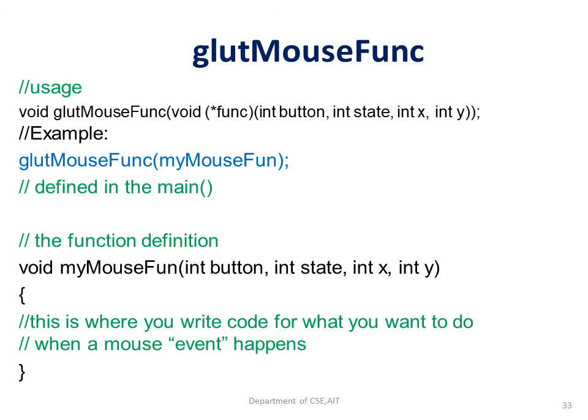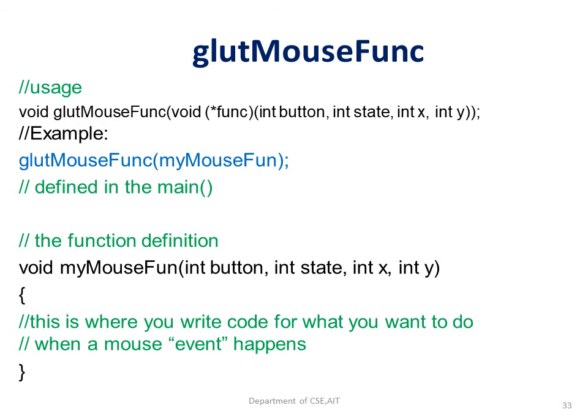The state can be up or down. That means when you press or when you release, that is called the state. And the X and Y will indicate the row number and the column number where the mouse button has been pressed, because the mouse should be present within your working window. To know that, we will make use of the X and Y values.